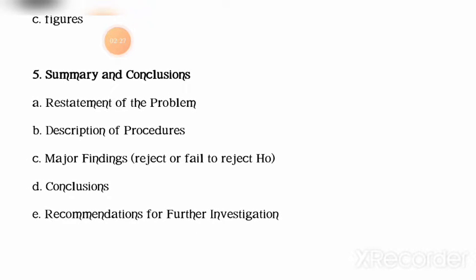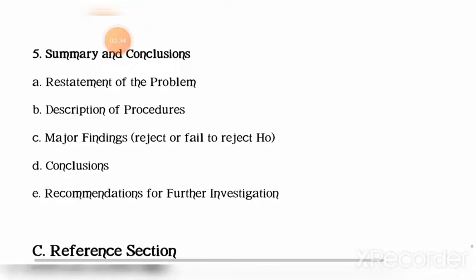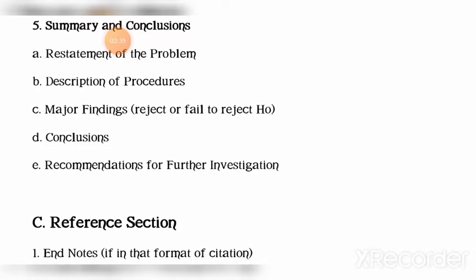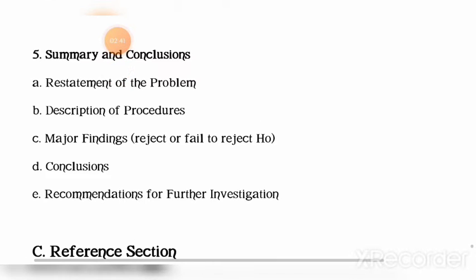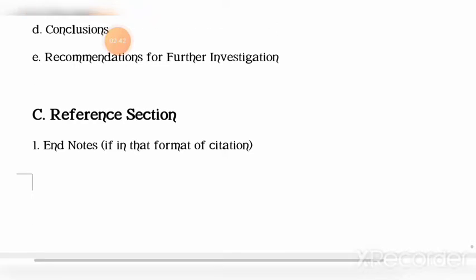The summary and conclusion section includes the following subsections: restatement of the problem, description of procedures, major findings, and then the conclusion, and then recommendations for further investigations. Those are the subsections in that section as we're going to look at them.